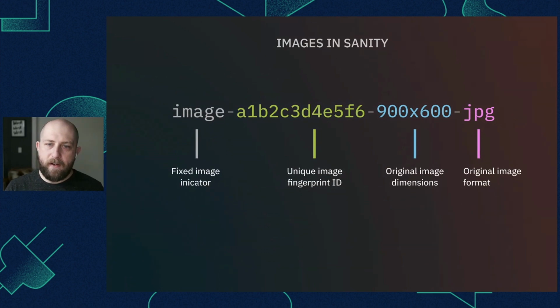Zooming in on it here, we can break it down into these four parts. There's this little image part. There's the actual unique ID for this image. There's the original size of that image, and then the original format of the image. So this can do a whole bunch of things for us.